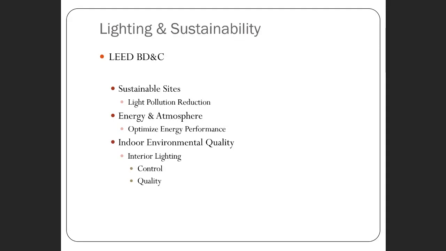Obviously in energy and atmosphere, as we'll see later today or next week, a lot of points are available for optimized energy performance in BD&C, right? The largest single category is lighting. And we'll talk before the end of the semester about credit category IEQ, or indoor environmental quality. In that case, we're looking at both control and quality of indoor lighting.